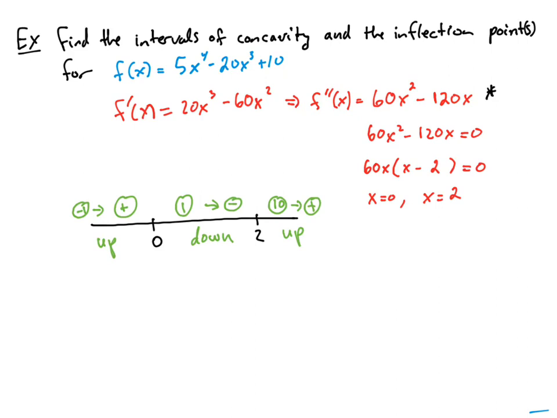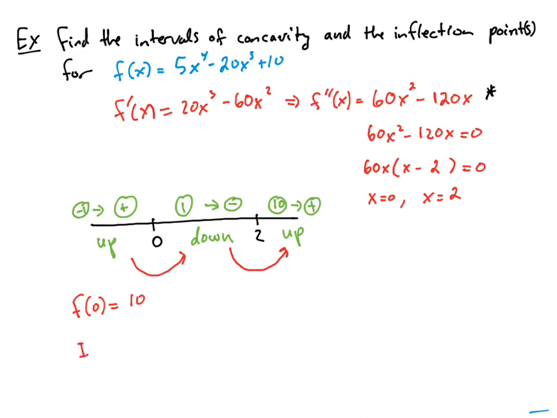Okay, so because we're changing from concave up to concave down here, and then we change from concave down to concave up. Because there's a change at both of these points, that means that 0 and 2 give us inflection points. So what's f of 0 in the original function? That's going to give us 10.